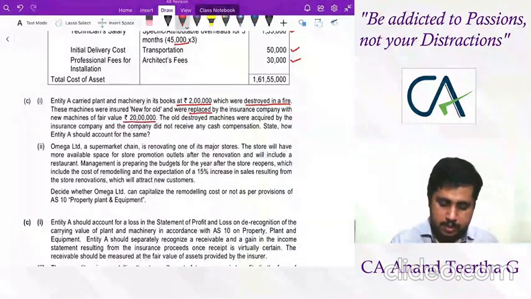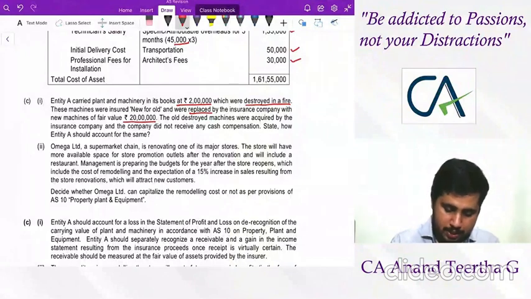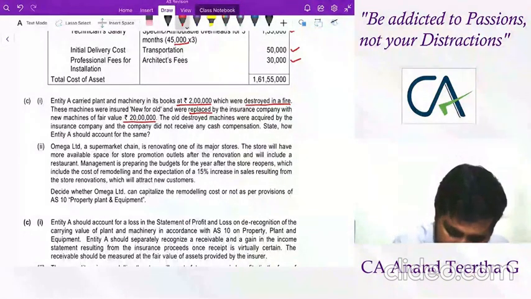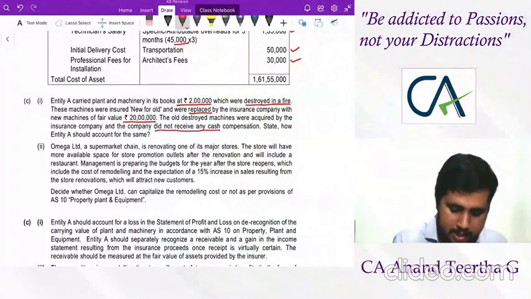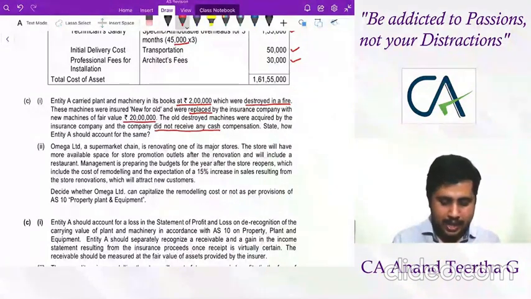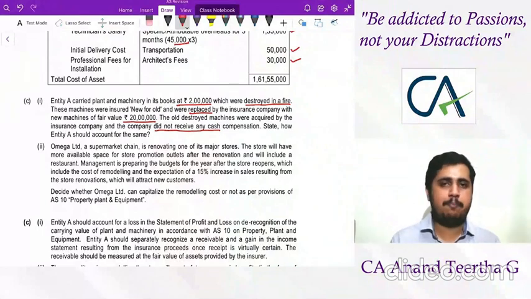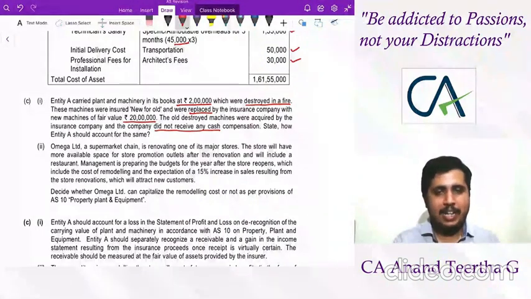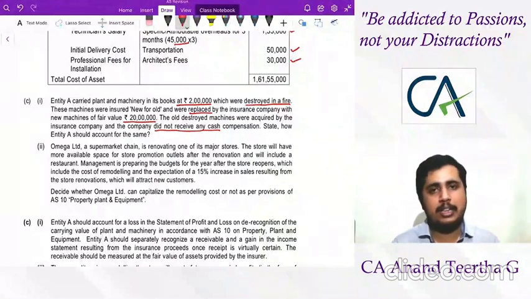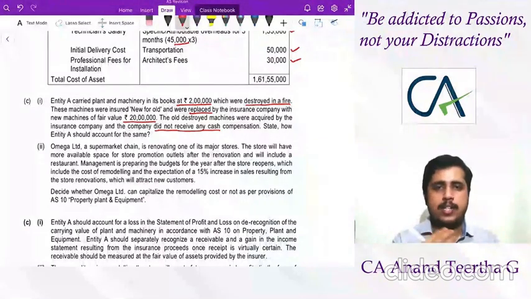The old destroyed machines were acquired by the insurance company and the company did not receive any cash compensation. State how entity A should account for the same. So what is happening? Entity A had machinery worth 2 lakh that got destroyed and they had a new for old policy, which means the old asset will be taken over and a new asset will be replaced with it. So that is the policy.